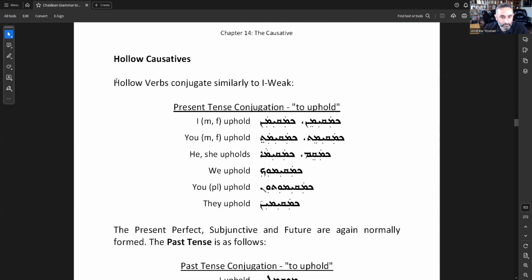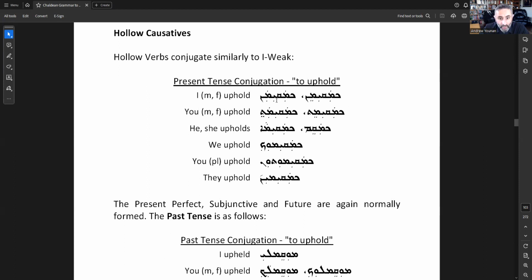Hollow verbs, they're similar to first weak. So this is a hollow verb. The root here is qop, waw, mim. It's hollow because the middle radical is weak. So qayim means to stand. Maqam means to keep something standing, make something stand, to uphold. Okay, maqam means to cause something to stand. To uphold, it could even mean to pick something up, right?